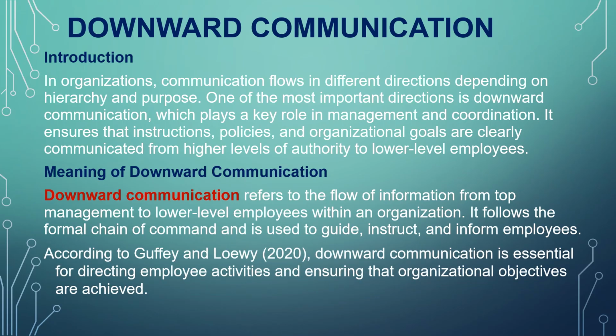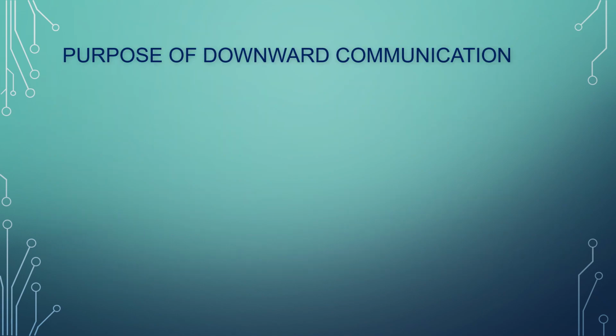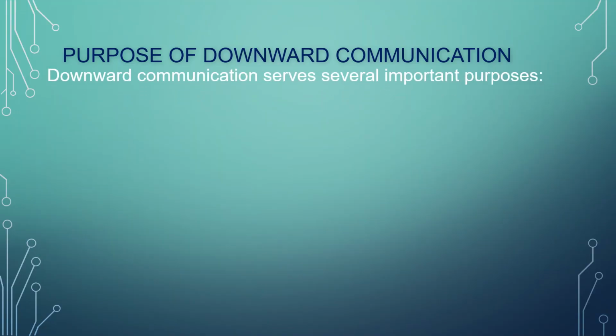According to Gaffey and Law 2020, downward communication is regarded as important and essential for directing employee activities and ensuring that organizational objectives are achieved. Now, what's the purpose of downward communication? Downward communication serves several important purposes. Now, what are those important purposes?